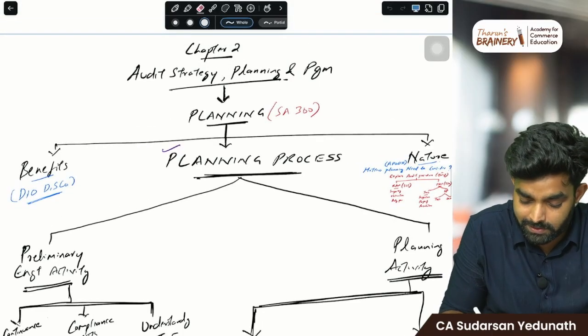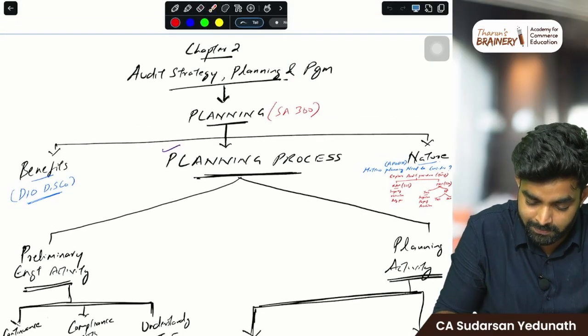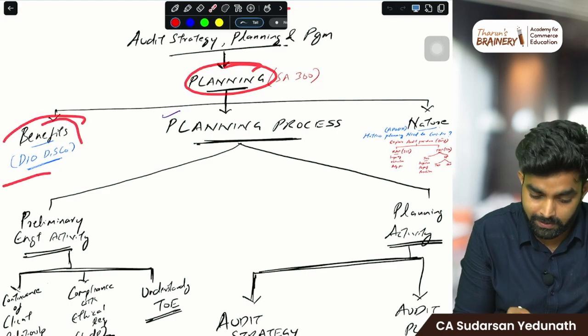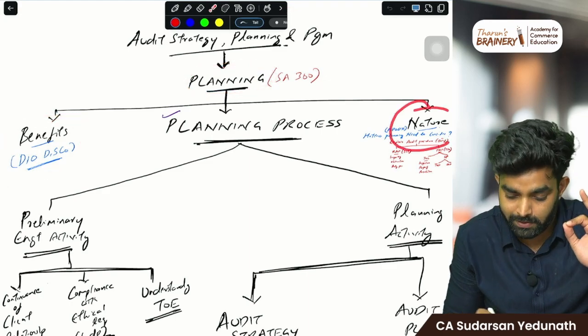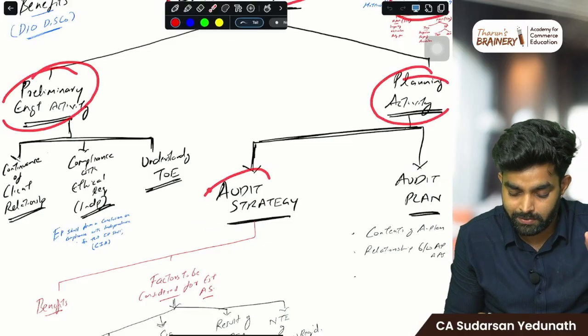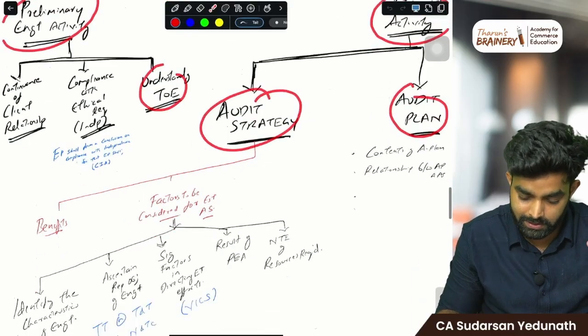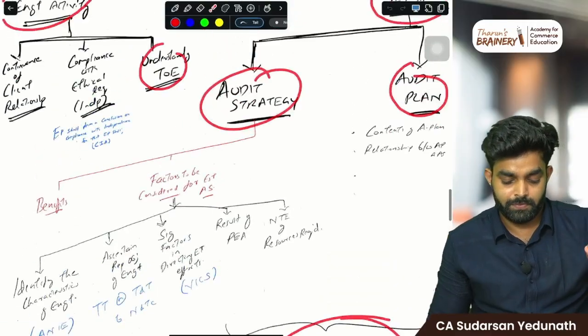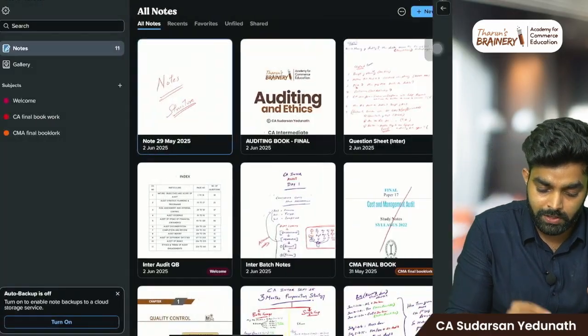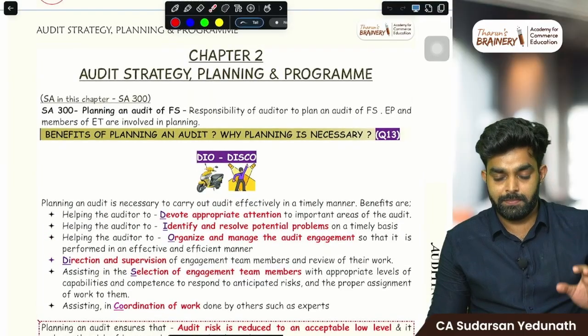First is the chapter audit strategy, audit planning, everything. So the chapter is divided into planning, benefits of planning. First thing we will be studying. Then nature of planning we will study. Then planning process. In planning process, preliminary engagement activity, planning activity, audit strategy, audit plan, all these things. Then audit program. Okay, this is the structure of the chapter. Understand this one thing. So now we'll move directly into the chapter, because I don't want to waste your time.